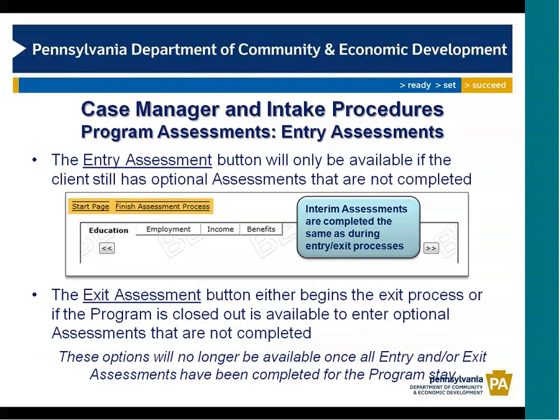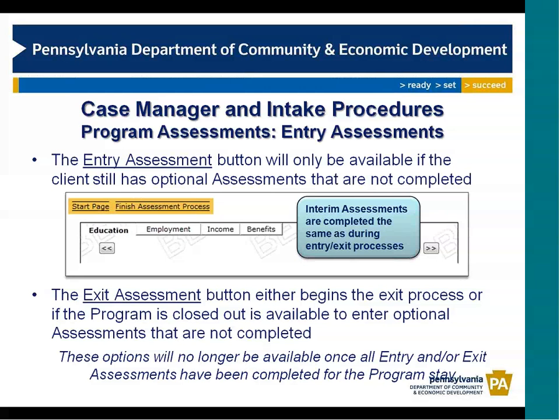The entry and exit assessment buttons, like I said before, allow for the collection of optional data elements that weren't originally collected during the process. The entry assessment button is only going to be available if the client still has optional assessments that haven't been collected. So if a client goes through an enrollment and collects everything, health, education, employment, income, and benefits, that button will no longer be available for that client because each client only gets one entry and one exit assessment per type per program.